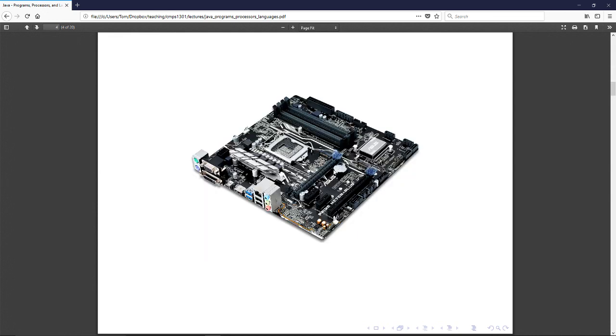And then a processor sits inside a motherboard. You can see right here, this little thing that looks like a square, that's where the chip sits. This little cover opens up and you seat the chip down in there and then close it back up. So that's where the chip would sit, right in here.